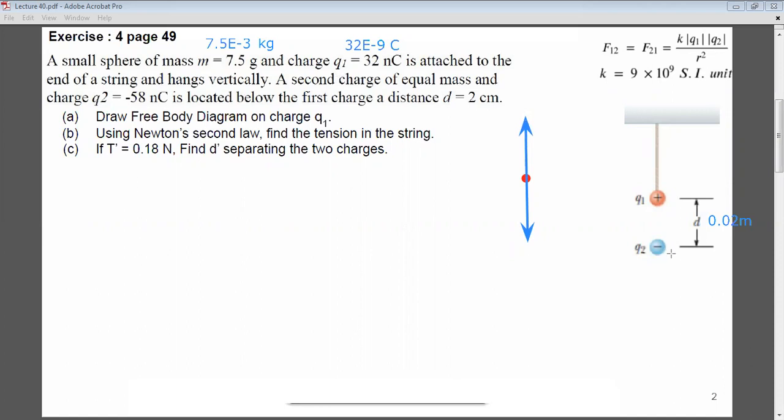But there is a second charge. What does it do on the first charge? It either attracts it or repels it. In this case, it attracts it because they are opposite charges. So there is an additional force F, an attraction one. Let's give them names. This is tension T, this is W, and this is F21, because it is the force charge 2 is doing on charge 1. Tension, weight, and force: this is the free body diagram.